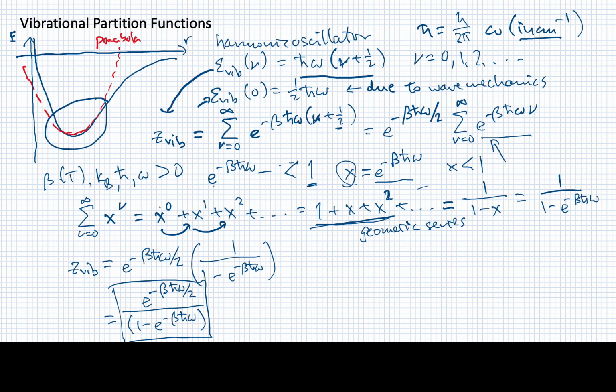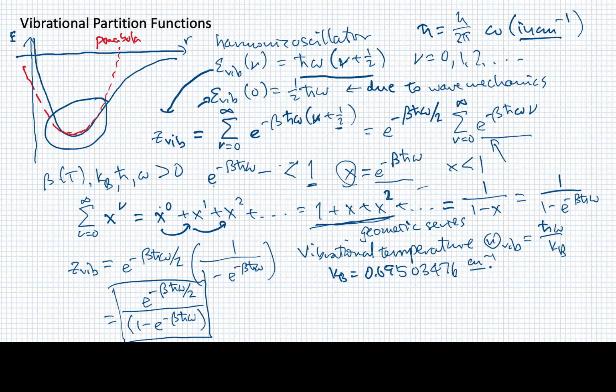Now, having said all of this, I want to introduce again this concept of a temperature. So now we're talking about a vibrational temperature. And we're going to define it in a way very similar to the way we defined the rotational temperatures. In other words, I'm going to define my vibrational temperature to be a capital theta, and it's going to be equal to h bar omega over the Boltzmann constant. So once again, we're probably going to want to use the Boltzmann constant in terms of inverse centimeters, which I'll remind you was 0.6950346 inverse centimeters per Kelvin.